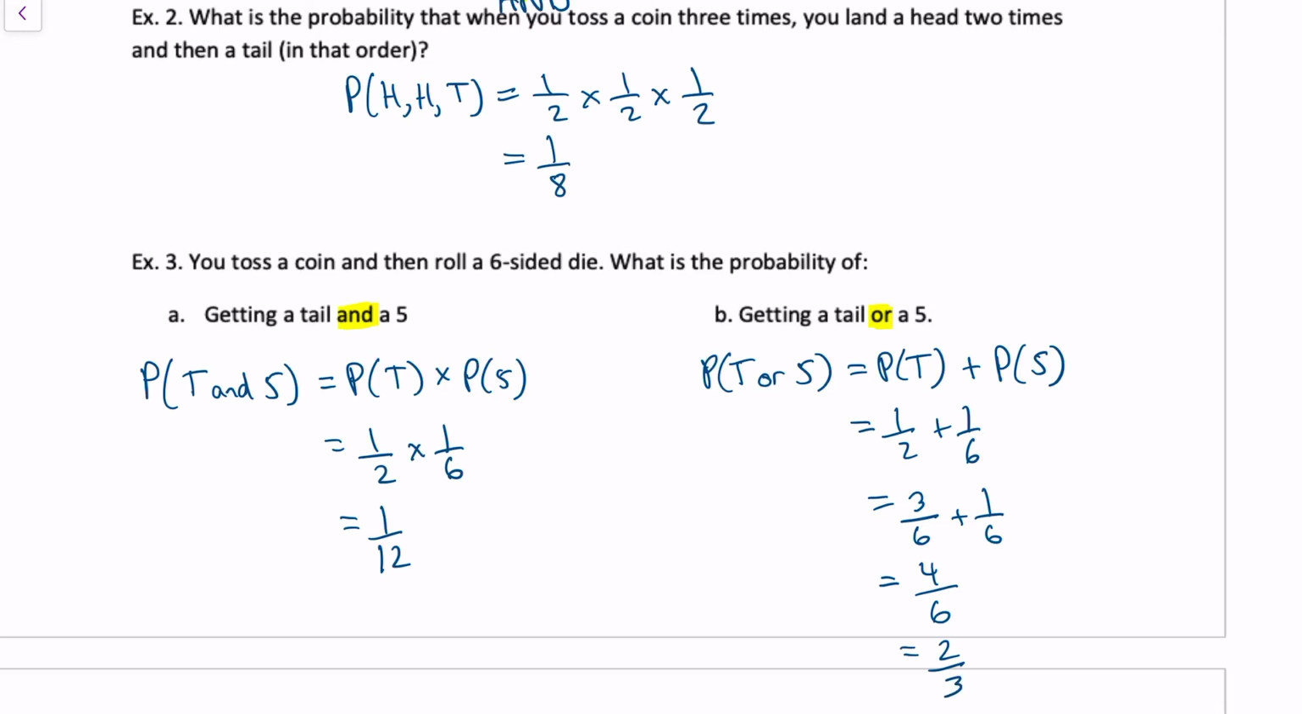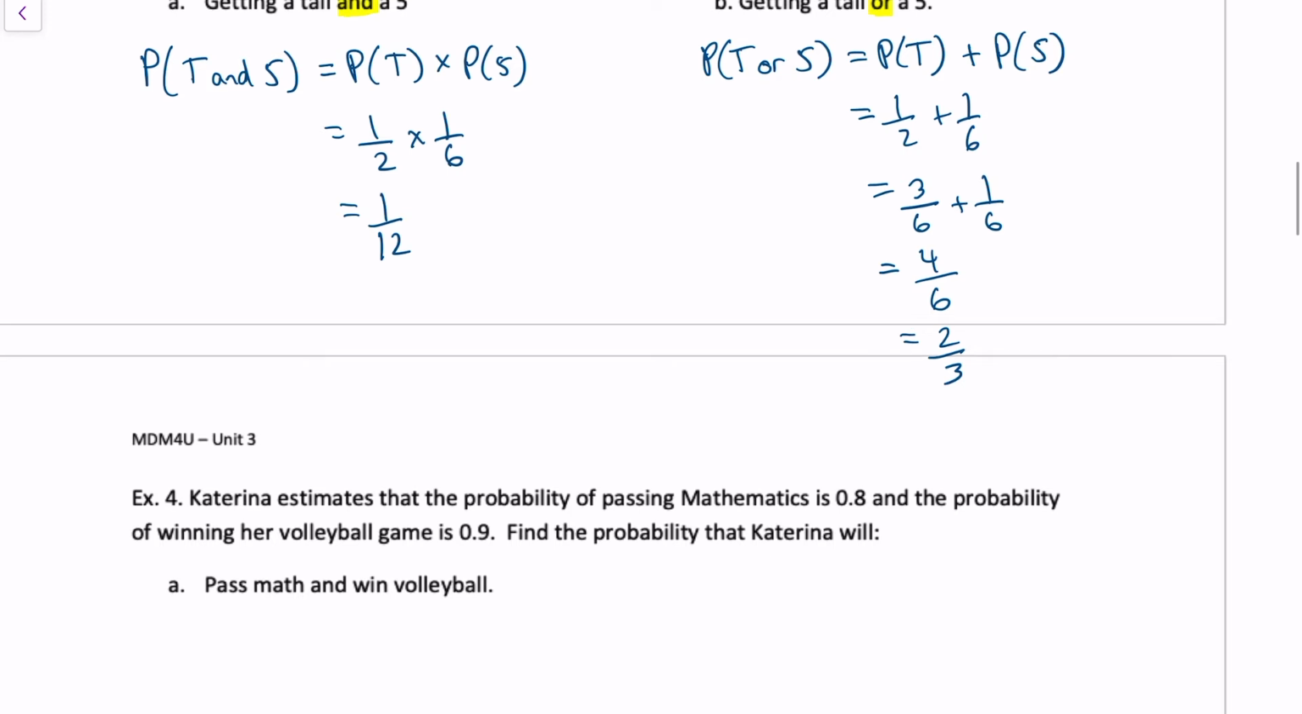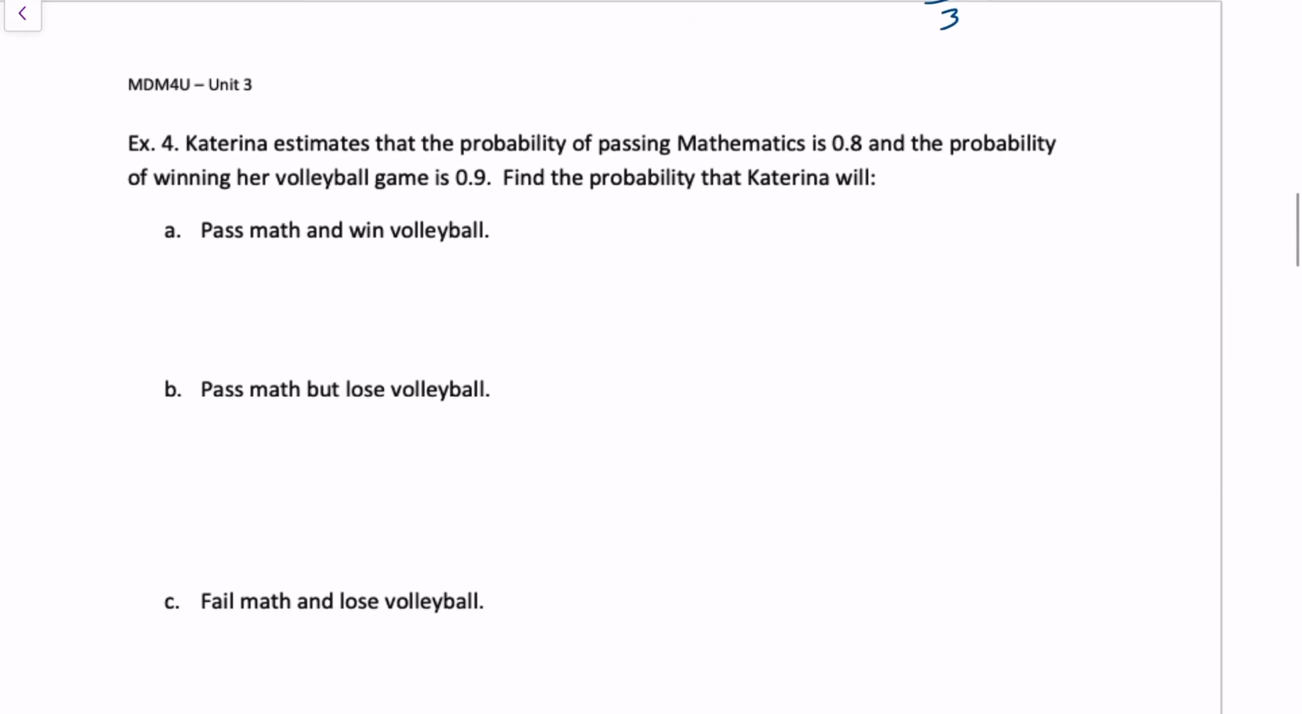And we get 2/3. So very different outcomes, and you just have to watch for that if they're combining things. But this idea of multiplying two independent events can be extended. They can be completely separate things, but you can still include them within the likelihood that something's going to happen. So for example, let's look at this next one.